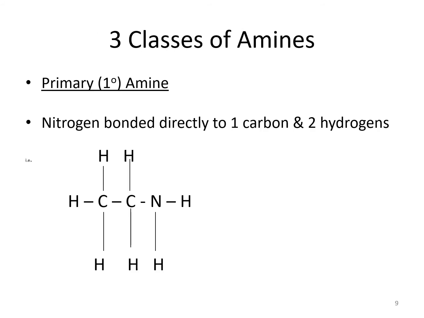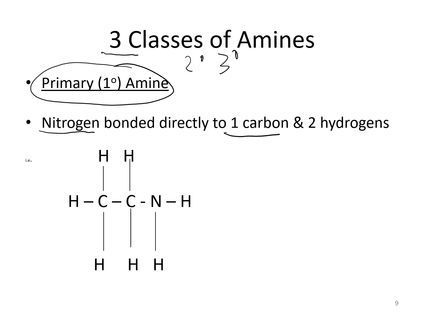So again, we can classify our amines as primary, secondary, or tertiary. So we're going to start with primary first. And what a primary amine is, is when we have a nitrogen bonded directly to one other carbon and 2 hydrogens. So we can really just try to remember the number of carbons. So primary means 1, so if it's attached to one other carbon. So if I look at my nitrogen and I see how many carbons it's bonded to, one other carbon, that's what makes it a primary amine.